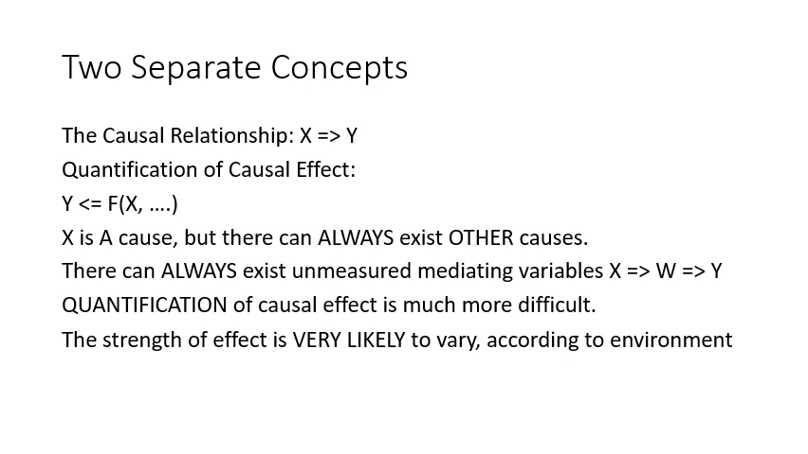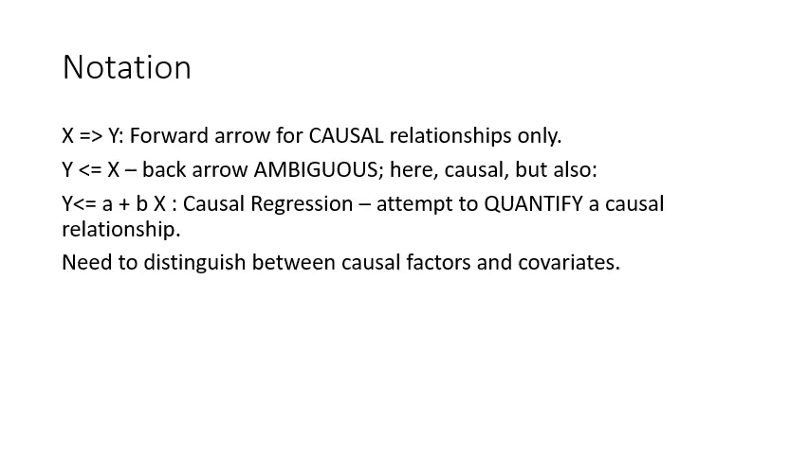So that's why the quantification of the causal effect is much more difficult than assessing that there is a causal effect. And the strength of the causal effect will vary with environment, whereas the causal effect itself does not. So we will use some notation to try to keep these things clear. A forward arrow will always represent a causal relationship. A backward arrow we will usually use to mean a quantification of a causal relationship. So y ← a + bx, we're not only trying to say that x causes y, but we're trying to say that b measures the effect, the size of the causal effect.